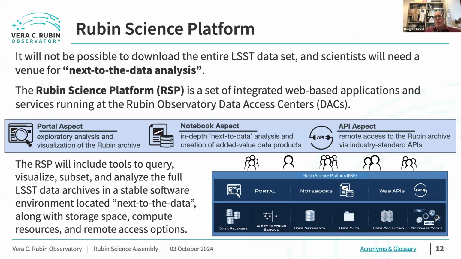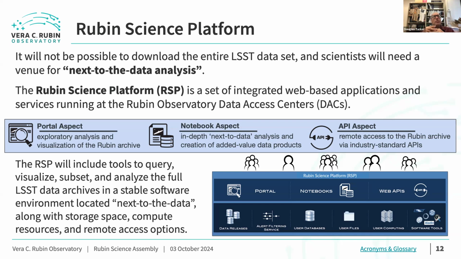Now, LSST is going to be a huge data set, and it's really not convenient just to try to download the whole data set to your laptop and analyze it. So the idea here, the Rubin project went a different route. You don't take the data to the analysis, we take your analysis to the data. This is what we call next-to-the-data analysis.